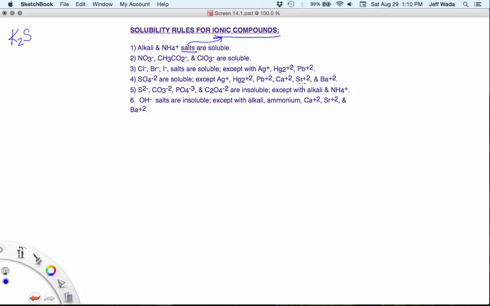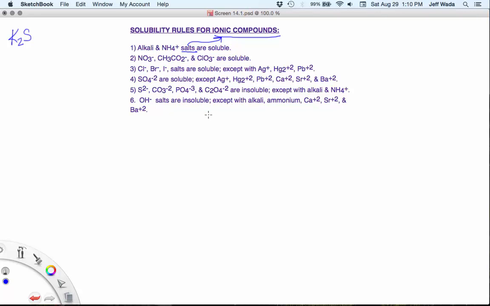And rule 5, sulfites, carbonates, phosphates, and oxalates are not soluble. So watch this, rule 5. These compounds are not soluble, but there is an exception. Unless they're with alkali metals or ammoniums, they will be soluble. And rule 6, I don't know why there's no parentheses here, but it's hydroxide salts. Hydroxide compounds are not soluble unless with alkali, ammonium, and calcium, strontium, barium. Calcium, strontium, barium, these are the 3 exceptions for the sulfate one. Calcium, strontium, barium are alkaline earth metals.